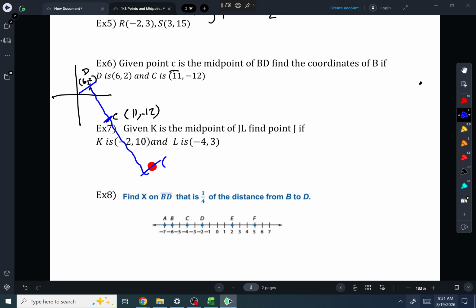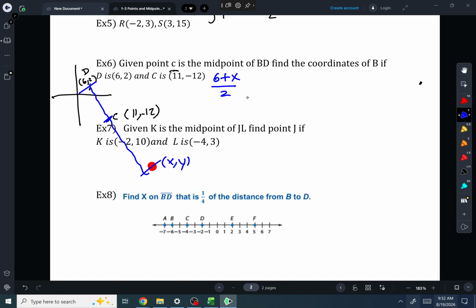Okay. Do I know where this point is? Guess what I call it? XY. I don't know what it is, so I'm going to just call it some XY coordinate. You with me? Okay. Do not do 6 plus 11 over 2. That would find the midpoint of DC. What do I add together to find the midpoint? The two x's. So what am I adding together? 6 plus x divided by 2.